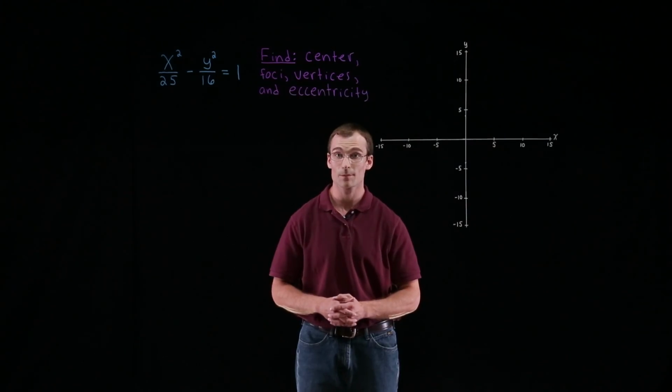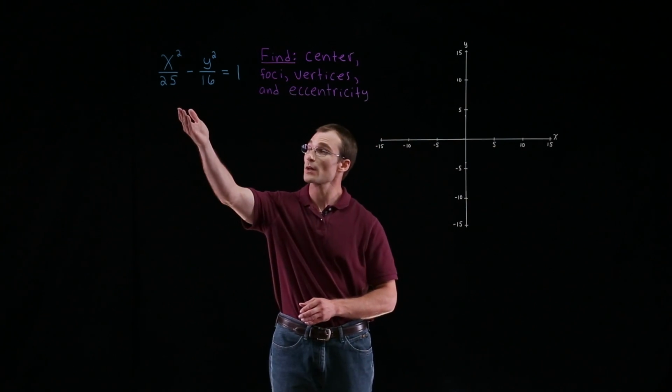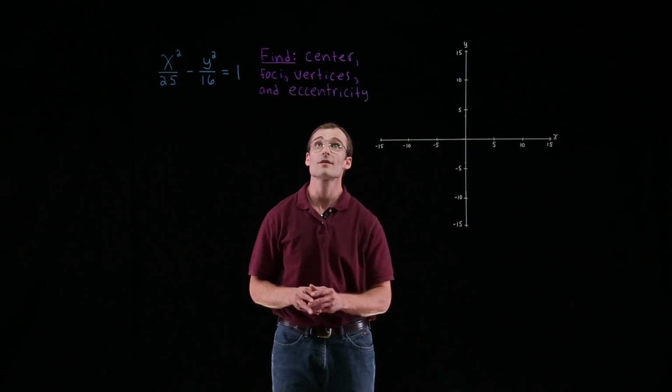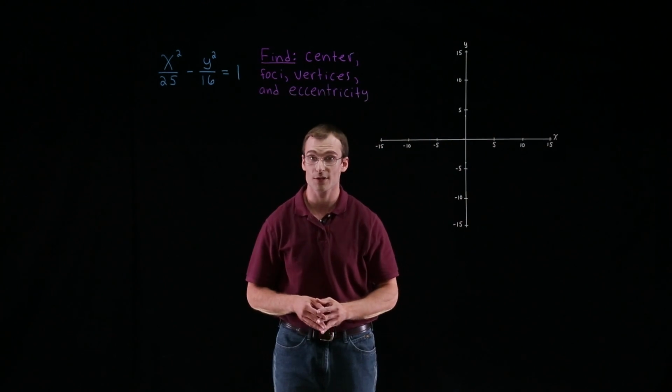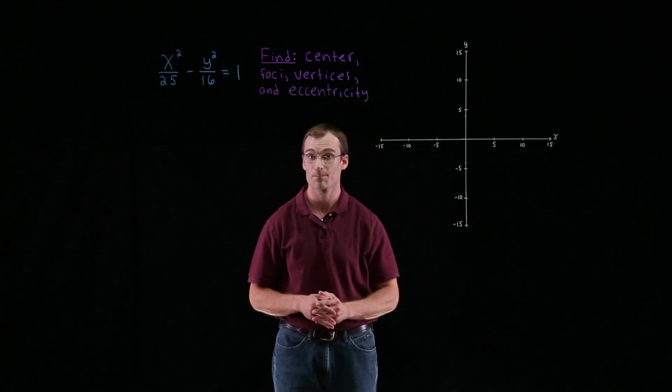Hi everyone, I'm Adam. In this problem, for the given equation of our hyperbola, x squared over 25 minus y squared over 16 is equal to 1, we're going to be finding the center, the foci, the vertices, and the eccentricity. And then after that, we're going to sketch the graph using our asymptotes as an aid.